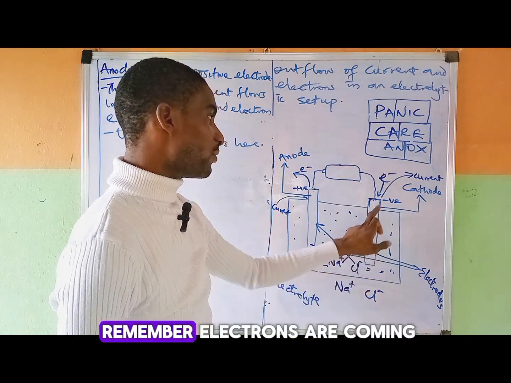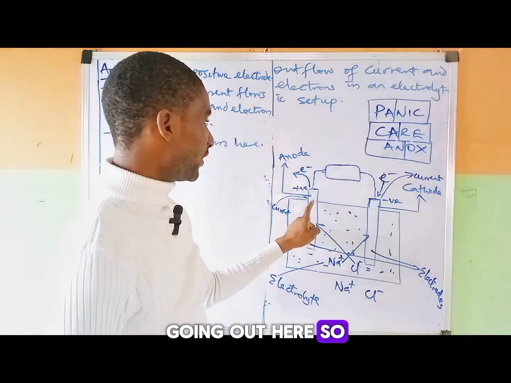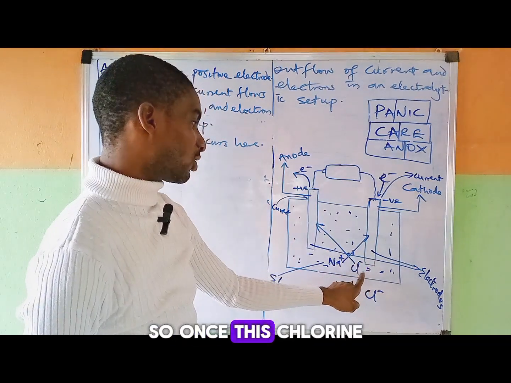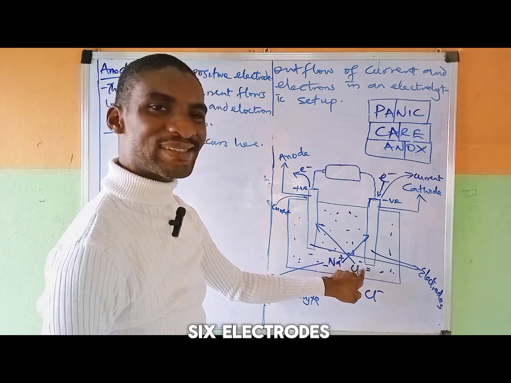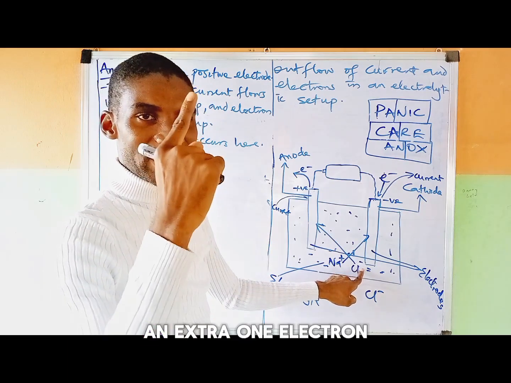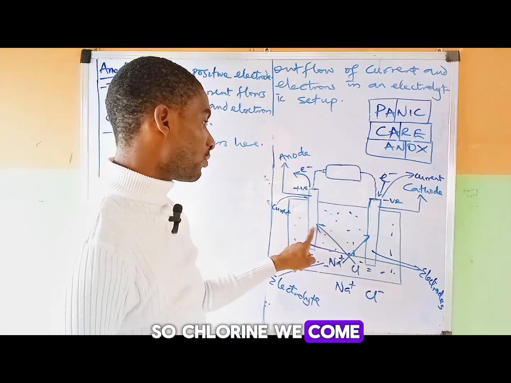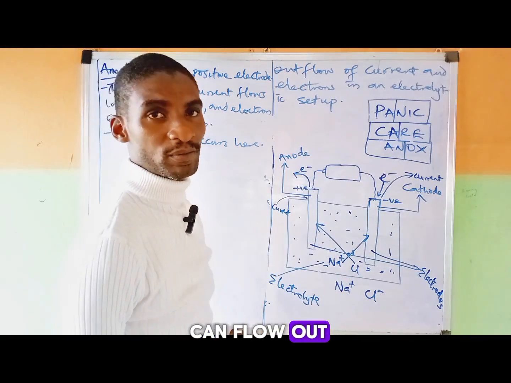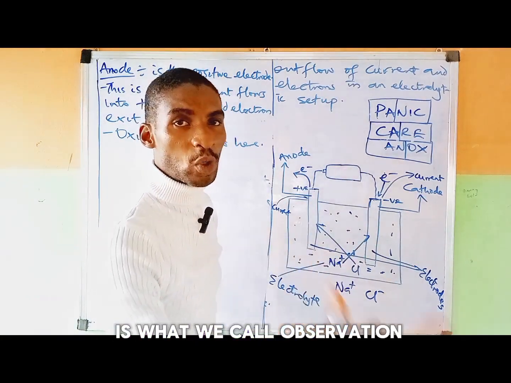Remember, electrons are coming in here and going out here. So this is the exit gate for electrons. Once this chlorine comes here, the Cl minus means chlorine has an excess electron. There is an extra electron that is ready to be lost. So chlorine will come here and deposit the electron here so that the electron can flow out. That loss of electron that occurs here is what we call oxidation.